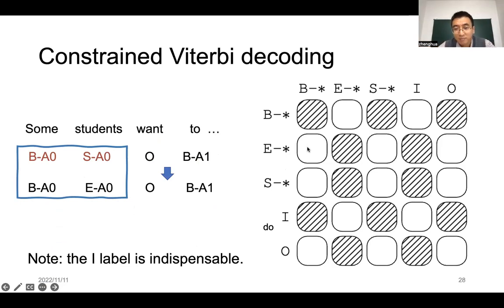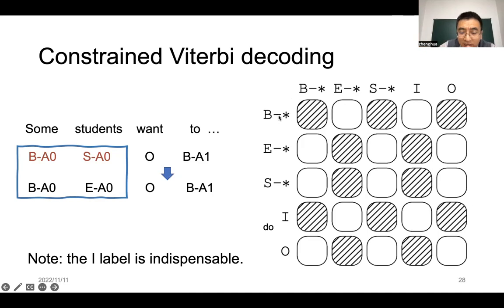We design a matrix. For B, here the star means all the SR labels such as A0, A1, etc. So actually the matrix is much larger, but here for simplification, we only show the prefix.